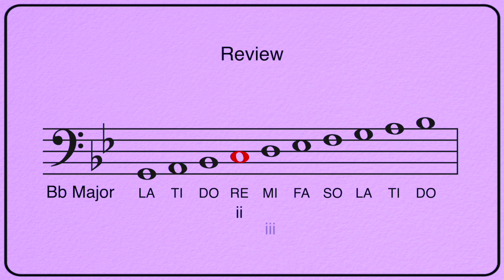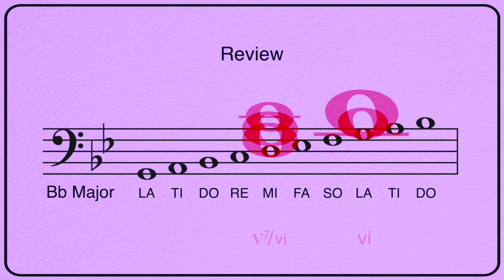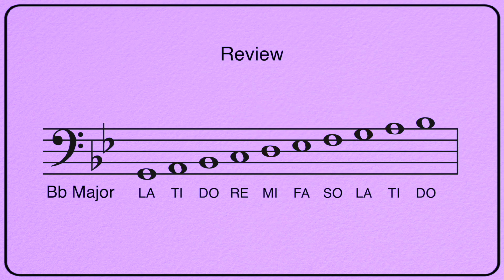So 2, 3, 5, and 6 are the most commonly tonicized key areas in a major key. 5 of 2, 2. 5 of 3, 3. 5 of 5, 5. 5 of 6, and 6. And remember, no matter what, add whatever accidentals are necessary to ensure your secondary dominant is a dominant 7th chord, major triad, and a minor 7th.